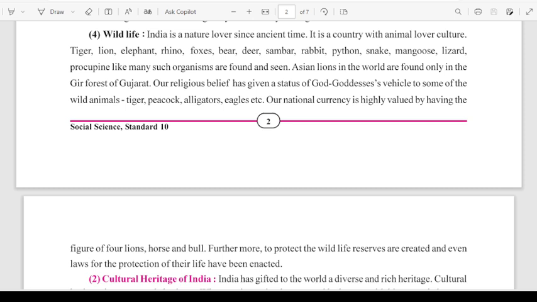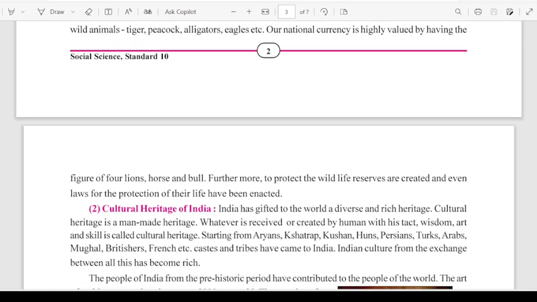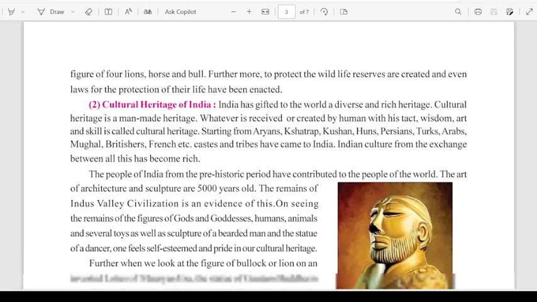Our religious belief has given the status of gods' and goddesses' vehicles to some wild animals like the tiger, peacock, alligator, eagle, etc. Our national currency is highly valued, bearing the figures of four lions, a horse, and a bull. Furthermore, to protect wildlife, reserves are created and even laws for the protection of their life have been enacted.